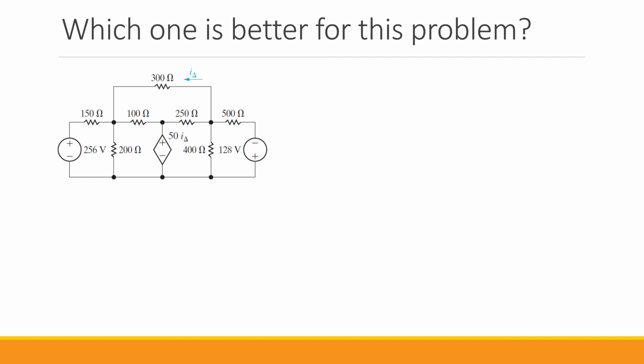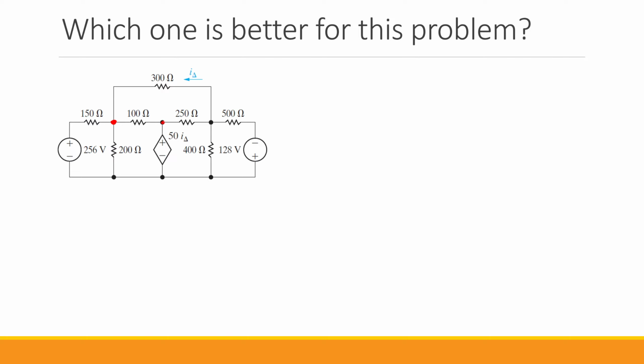For these 2 examples, we assume that we want to solve the full circuit. So let's take a look at this circuit and see which one of the 2 techniques is better for us. First of all, for this circuit, let's count the number of essential nodes that we have. There is a node here, but it's not an essential node, so I don't count this. This one is an essential node because it's the point of contact of 4 elements.